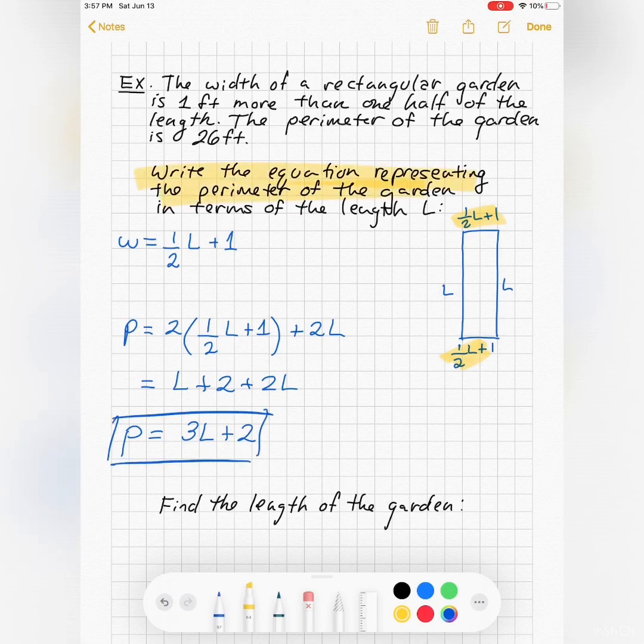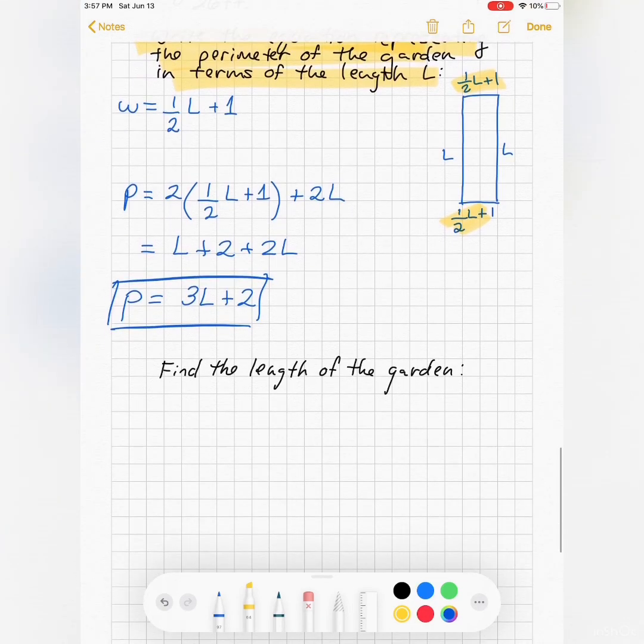So I was asked, write the equation representing the perimeter in terms of the length L. So I have that. Let's see what else it says. It says the perimeter of the garden is 26 feet. Find the length.